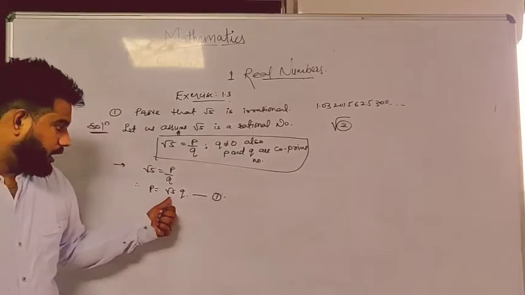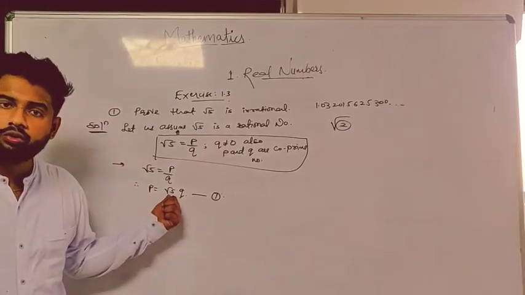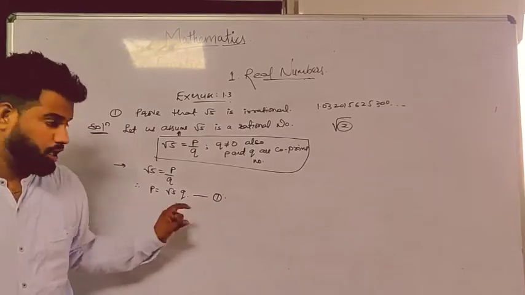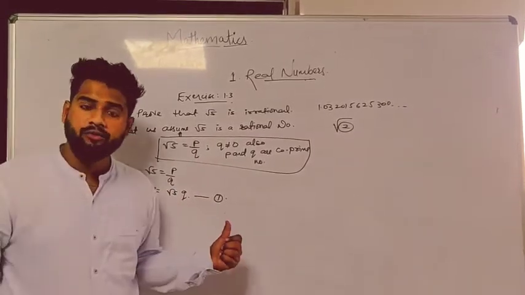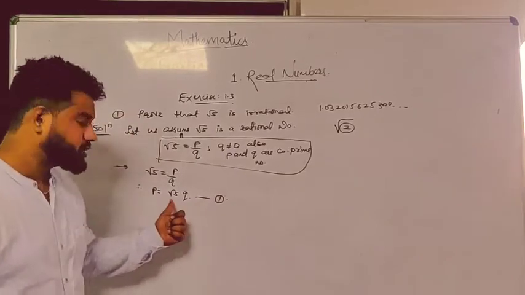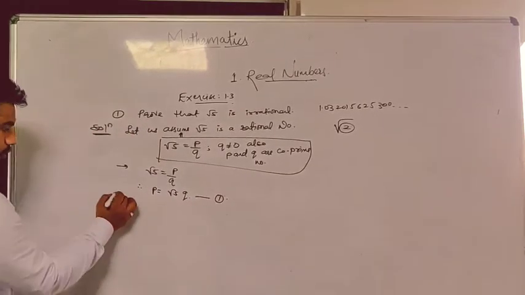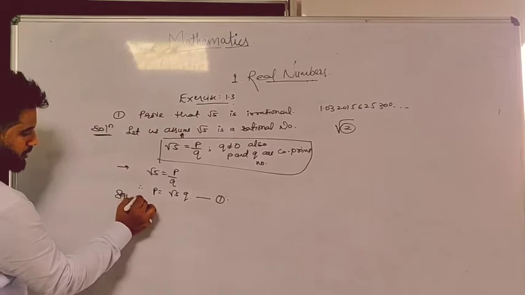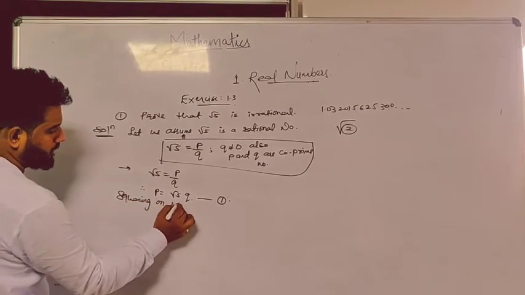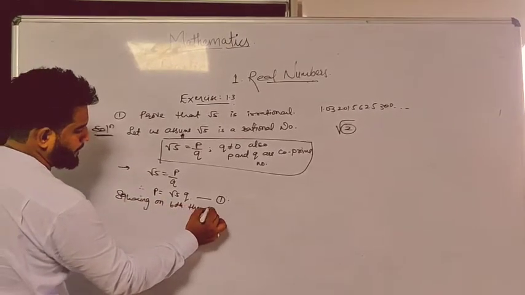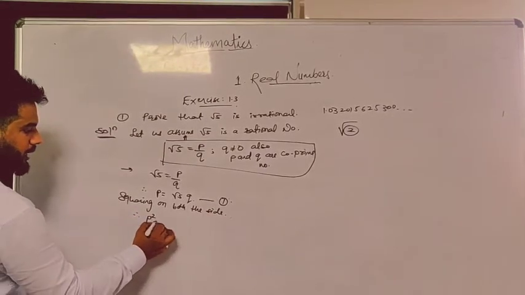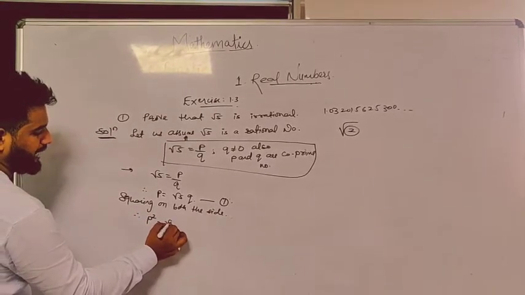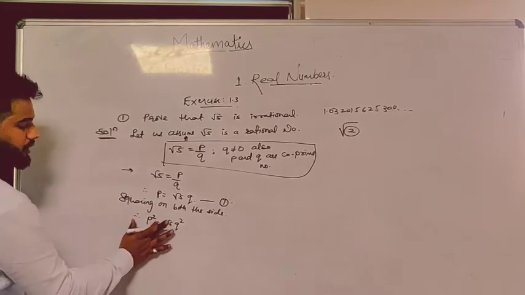Now, in order to remove this root, what will you do? You will do the squaring on both sides. So your second step is to remove this root, and for that you have to do the squaring on both sides. Squaring on both sides, what will you get? Here you will get p square is equal to root 5 q square. Sorry, my mistake.